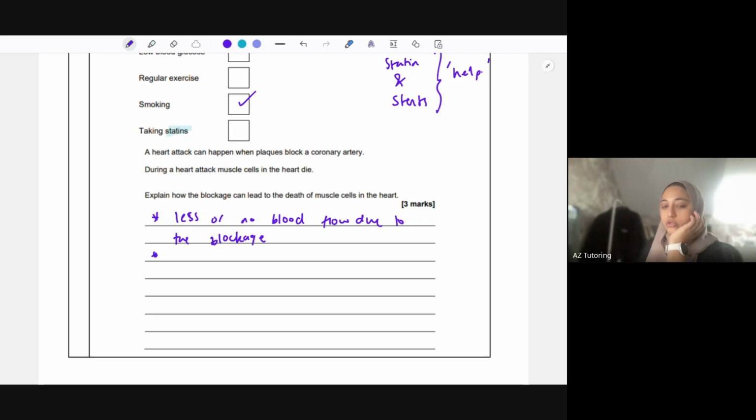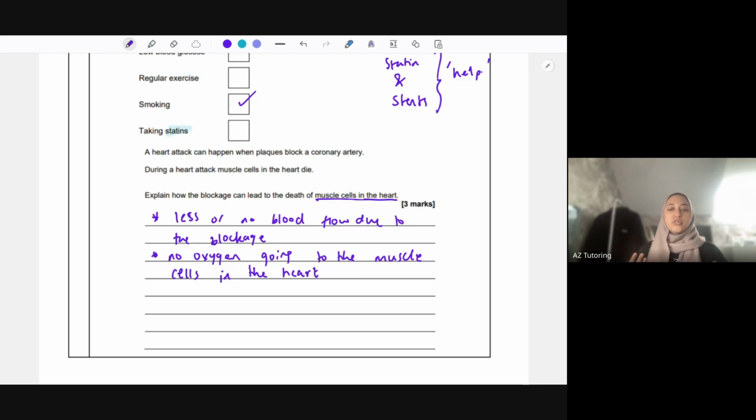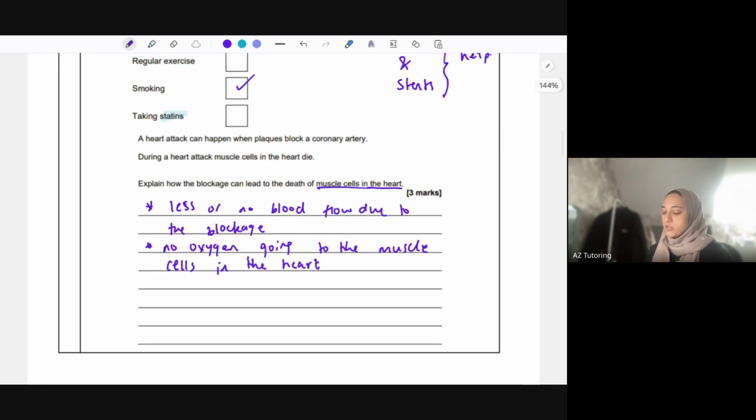If there's no blood flow, the whole point of the heart beating is so oxygen goes around the body, so there's no oxygen going to the muscle cells in the heart. Always relate it back to the context of the question. I see a lot of students forgetting that. They'll just say no oxygen, but no oxygen going where? You have to be specific to the muscle cells in the heart. So no oxygen is going to be going to the muscle cells in the heart.